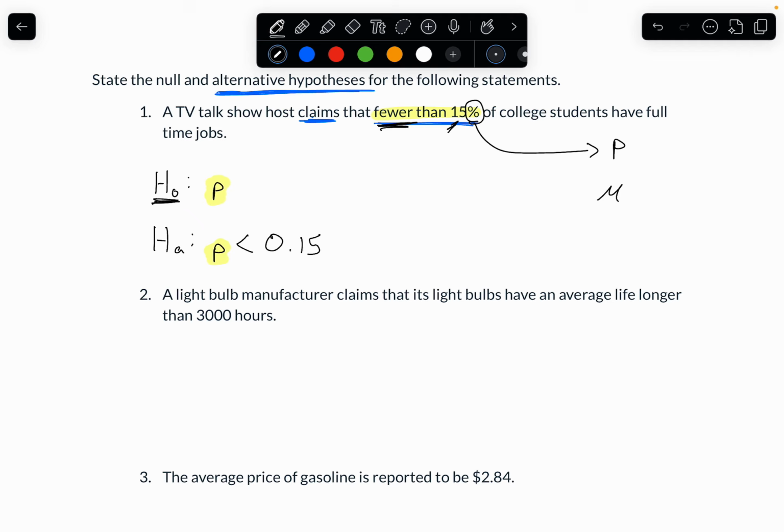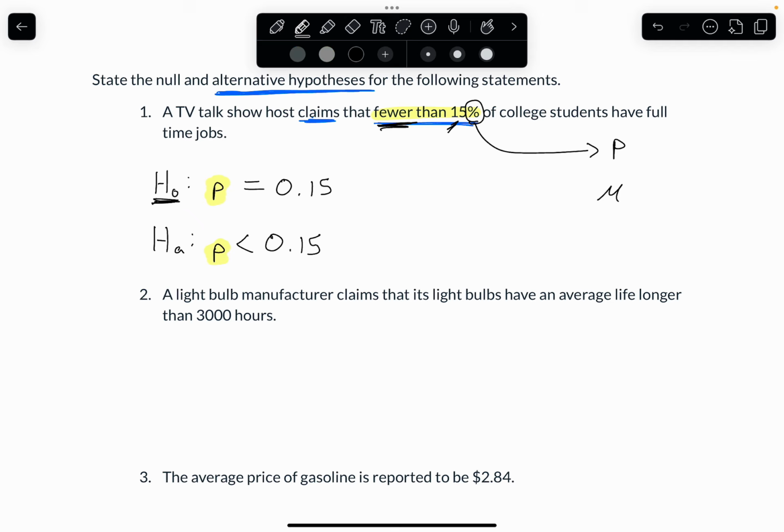The null hypothesis is always, always, always going to be a statement of equality. So we're always going to say P is equal to some number. And we just have to figure out what that some number is. And luckily for us, it's actually just going to be the same number that we used in our alternative hypothesis. So we're going to say P is equal to 0.15.